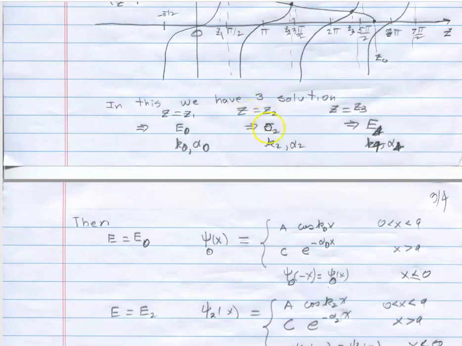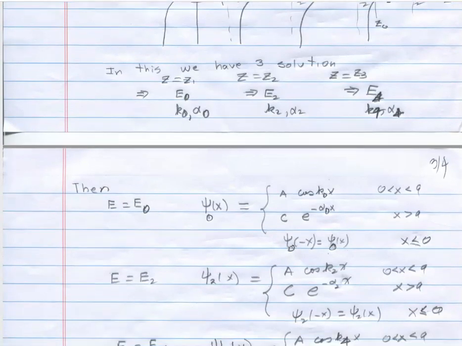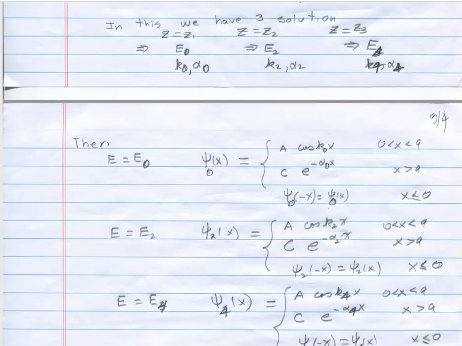The next one, Z2, I label that E2, K2, and alpha 2. And then the third one up here, I label that E4, K4, and alpha 4. So I have three roots, but I label these with even values because, as we'll see, they will give us even functions, eigenfunctions.